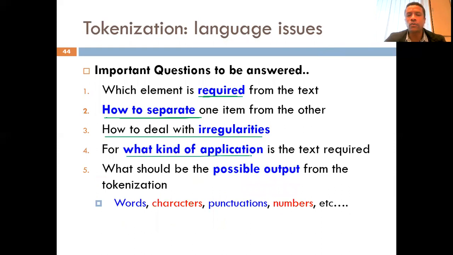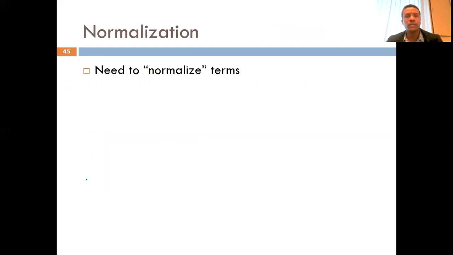Then, for what kind of application do you need the text? Are you extracting the text for speech purposes? Are you looking for it for language modeling, for translation? So for what kind of application it's required is important for the task of tokenization. And what is a possible output? Is it at a word level, a sentence level, a phrase level? And finally, you have to answer whether it's a word, a character, a punctuation, a number, or what is the output that we expect. So you have to answer these 5 questions whenever you do tokenization.